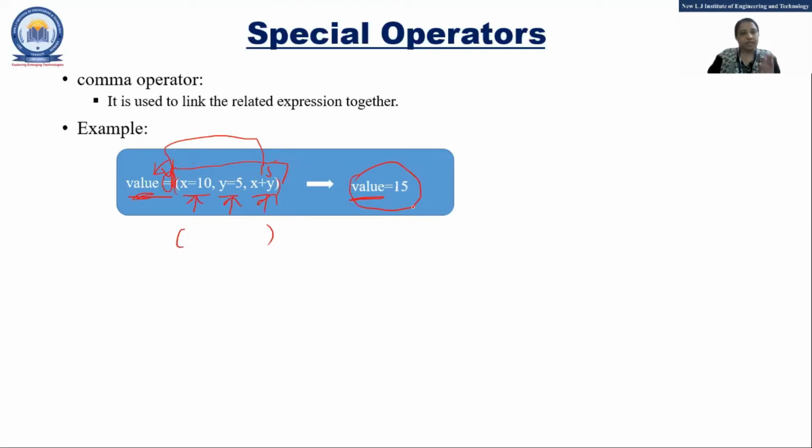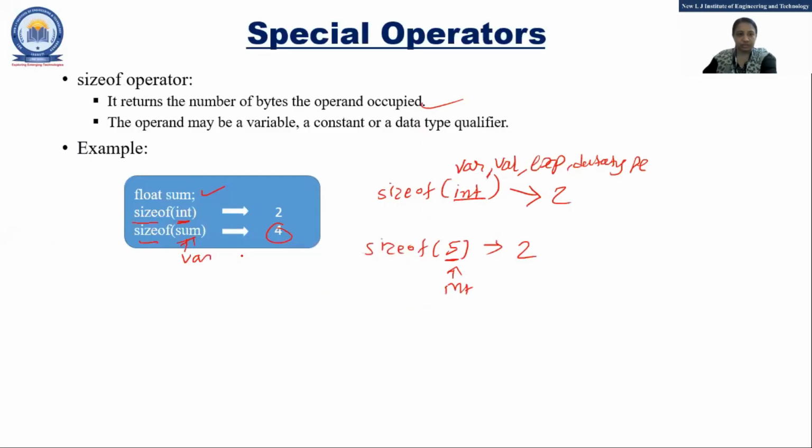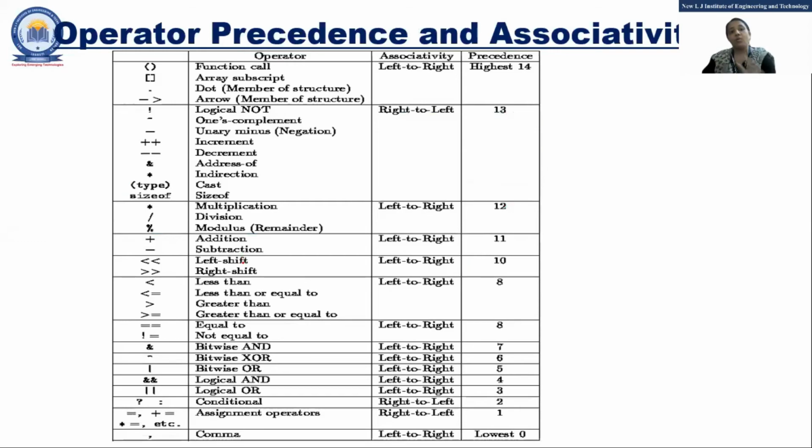This is nothing but the comma operator. Sizeof operator and comma operator are called special operators, and these two we will see in the pointer and structure chapters. Okay. Now, the precedence and associativity. At which step will it be helpful? Precedence and associativity.